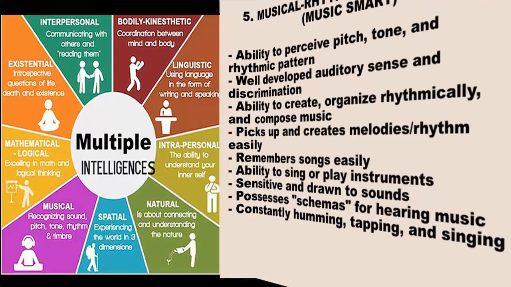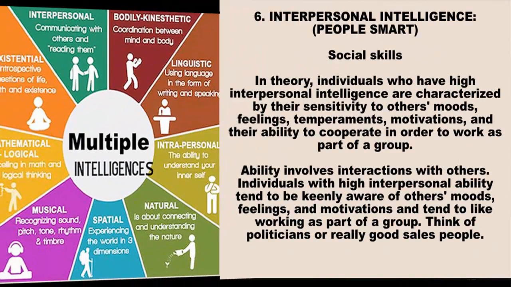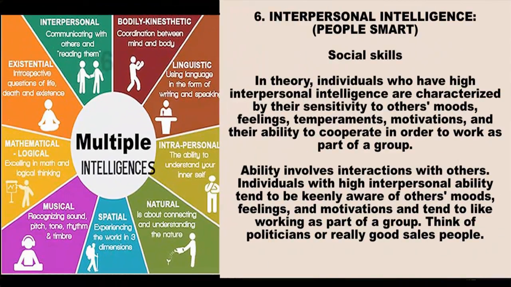6. Interpersonal intelligence, people smart, social skills. In theory, individuals who have high interpersonal intelligence are characterized by their sensitivity to others' moods, feelings, temperaments, motivations, and their ability to cooperate in order to work as part of a group. Ability involves interactions with others.